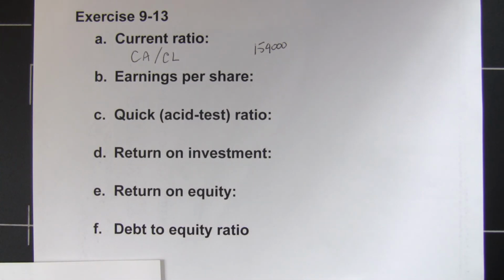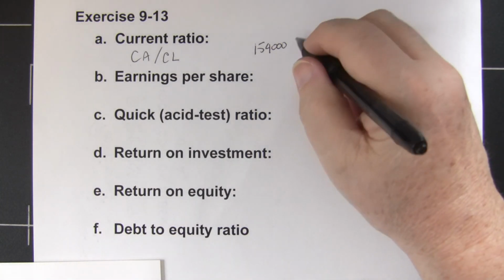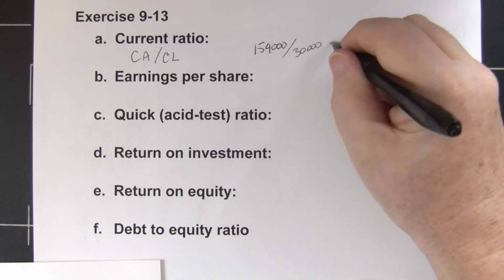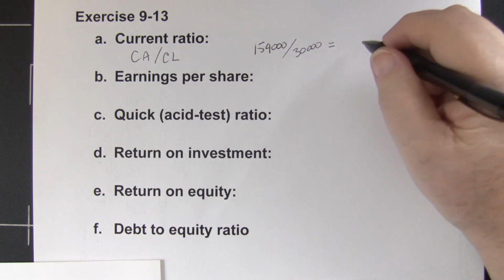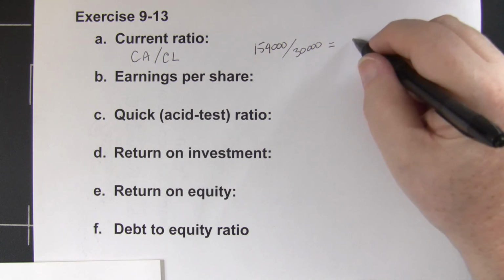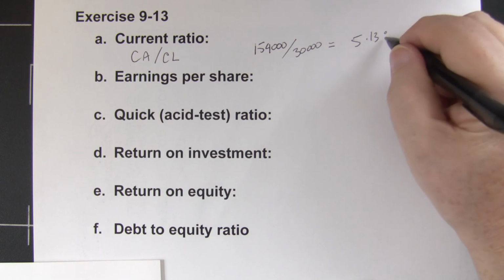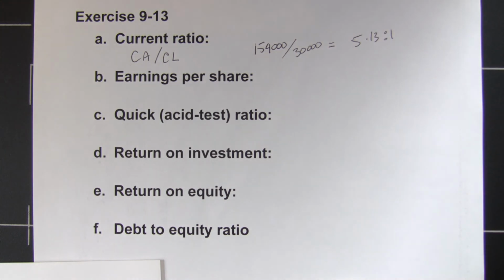So we'll divide our current assets by 30,000, and we come up with a current ratio of 5.13 to 1, and that says that we have $5.13 for every $1 in current liabilities. That puts us in pretty good shape.